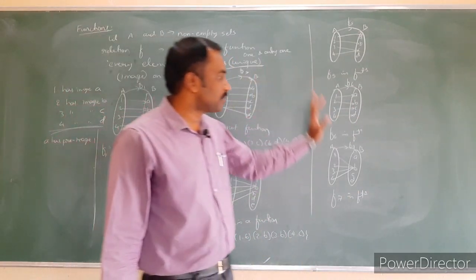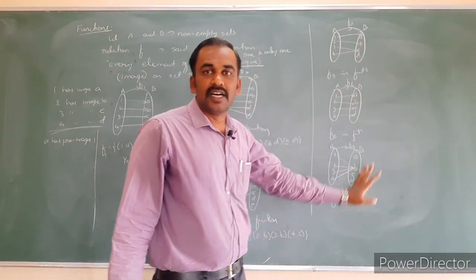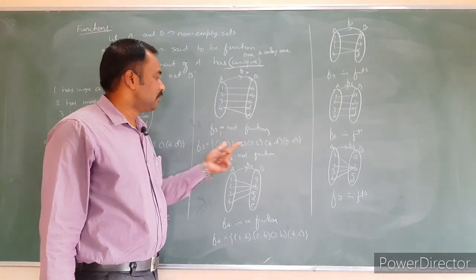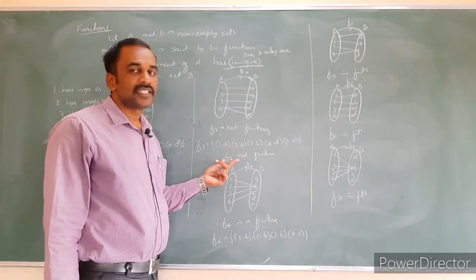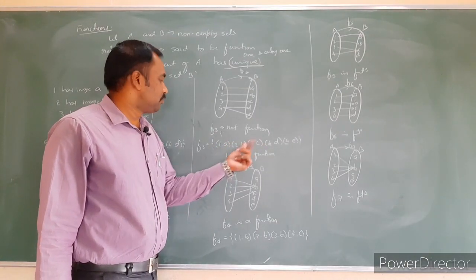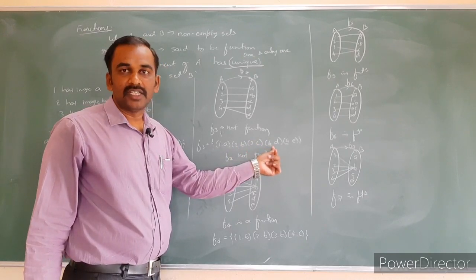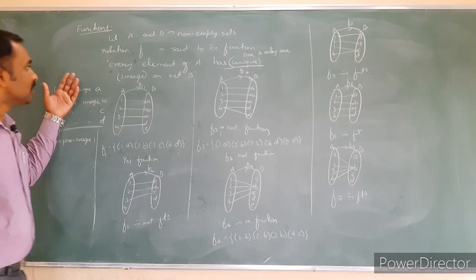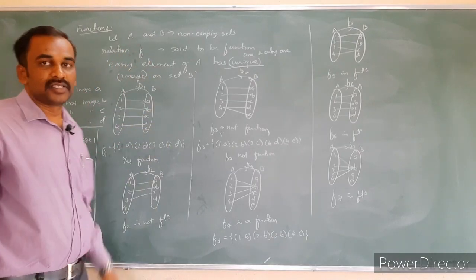Just for understanding purposes, I have written the ray diagrams. Or else if they give a roster form of the relation, based on that, how do you decide whether it is a function or not a function? If the first element is repeated, then it is not a function; it remains only a relation. Are you clear about this one?